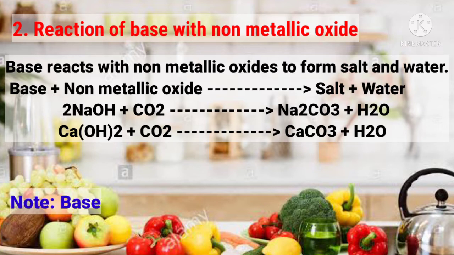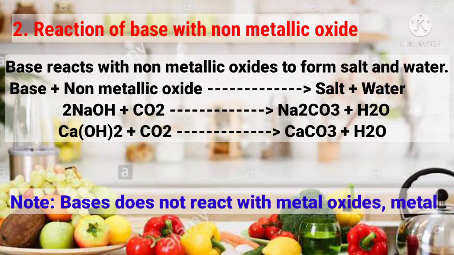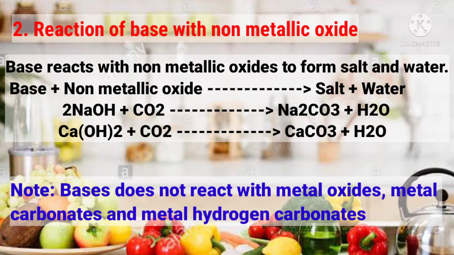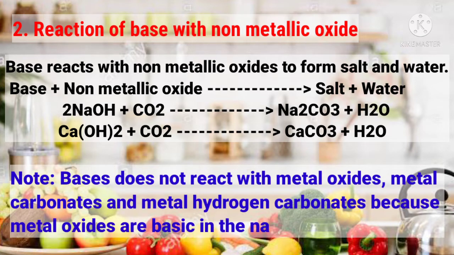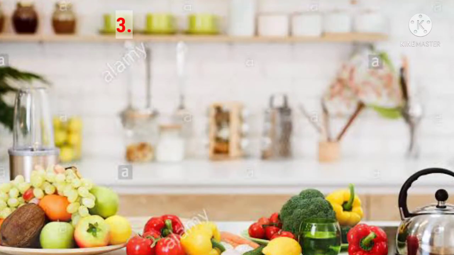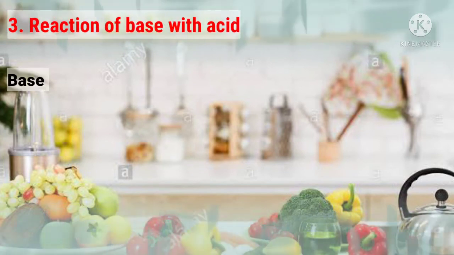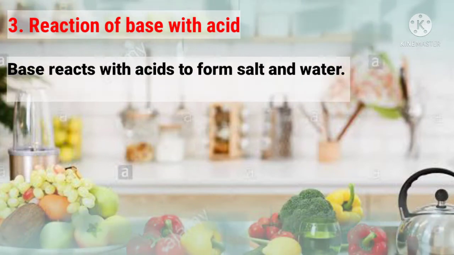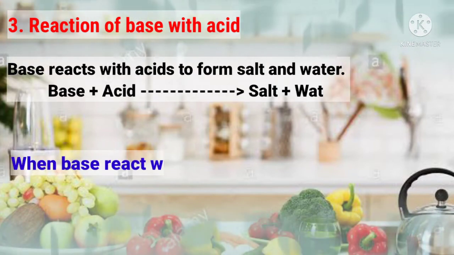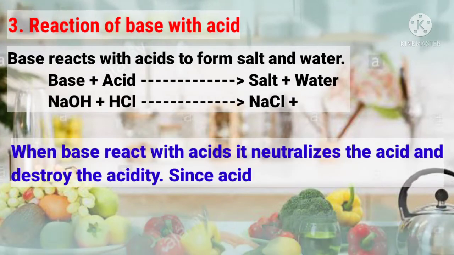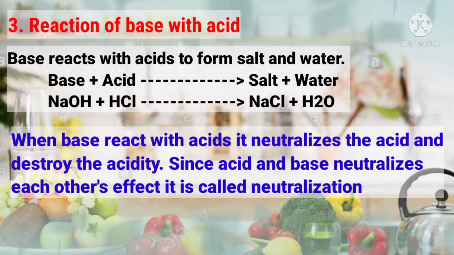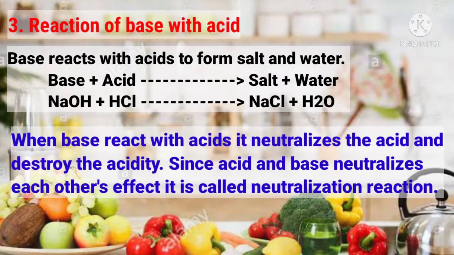Here, bases do not react with metal oxides, metal carbonates and also metal hydrogen carbonates, because these metal oxides, metal carbonates as well as metal hydrogen carbonates are basic in nature and hence bases do not react with these substances. The third property is reaction of base with acid. As we have already seen, whenever bases react with acids, they form salt and water. Here, bases neutralize the effect of acids and hence the reaction is known as a neutralization reaction.